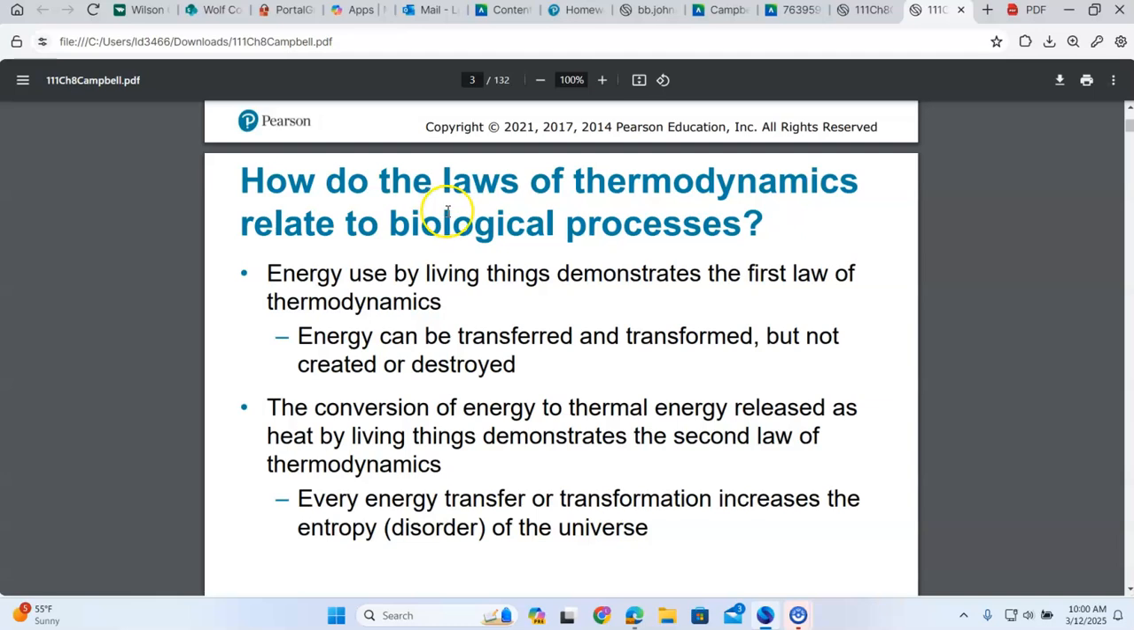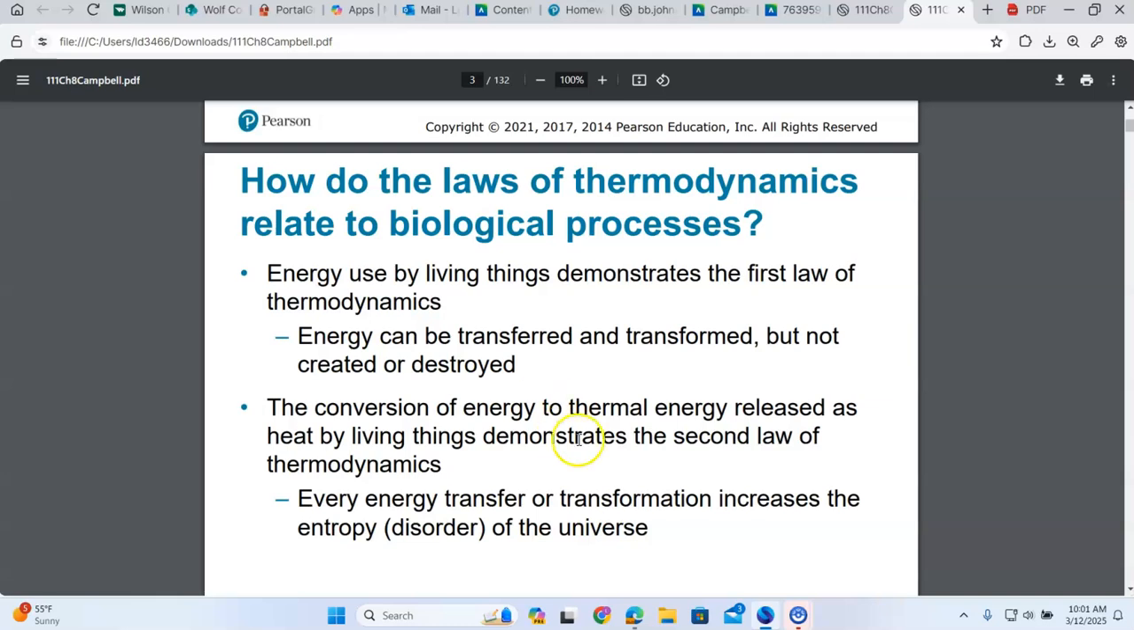You need to be familiar with the laws of thermodynamics and how that applies to biology. There's the first law and the second law. The first law of thermodynamics says that energy can be transferred and transformed, but not created or destroyed.